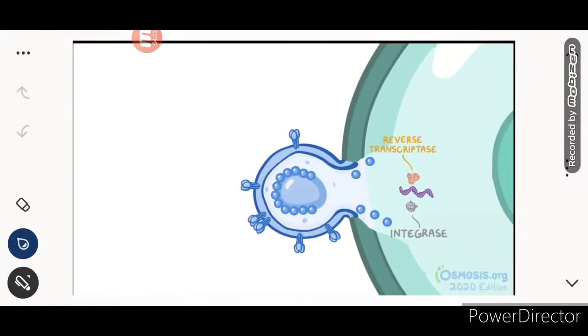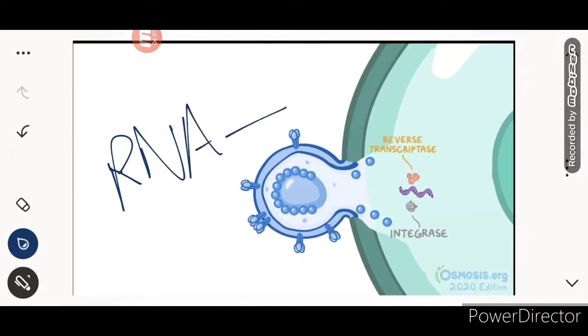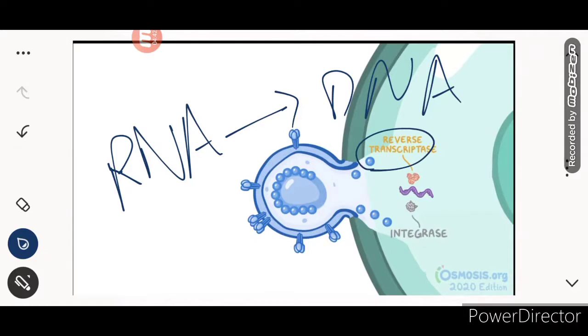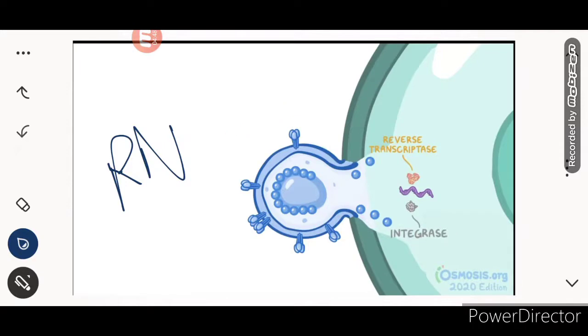I told you that it is a retrovirus because of the enzyme reverse transcriptase. Okay, so it is an RNA virus, but because it has the enzyme reverse transcriptase, it can convert its RNA into DNA, using this reverse transcriptase enzyme. Okay, so basically it shows us that it is the reverse of the central dogma, so that is why it is known as a single stranded retrovirus.